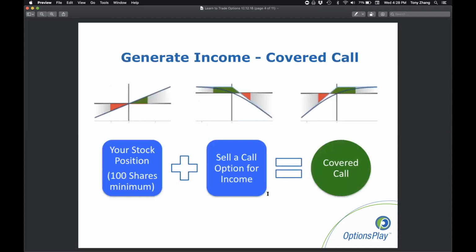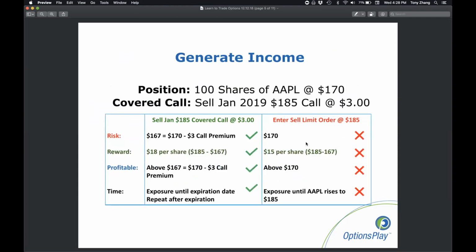So first, we're going to talk about covered calls. Like I said, it's a fairly simple strategy to understand. It simply takes your existing stock positions, as long as you have at least 100 shares. You can sell a call option against the shares that you own, which is similar to placing a sell order on that stock. And that resulting trade is what we call a covered call, and that generates income for your portfolio.